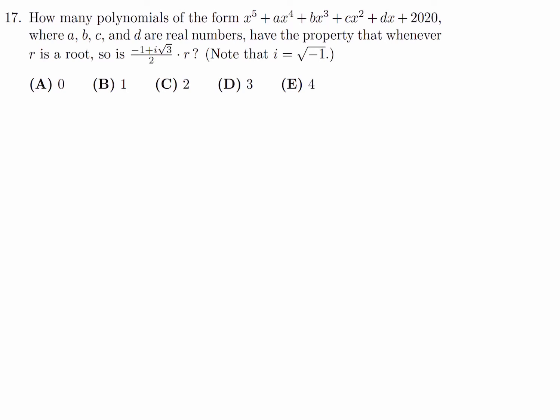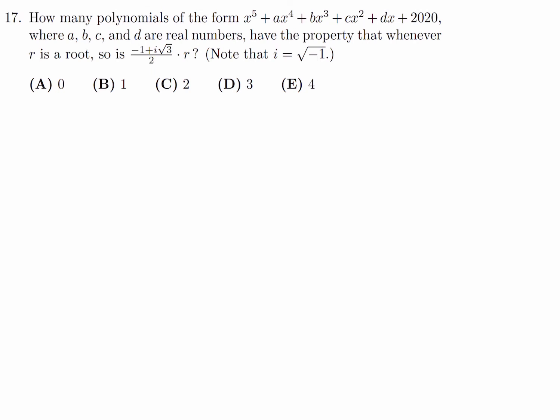How many polynomials of the form x to the 5th plus ax to the 4th plus bx cubed plus cx squared plus dx plus 2020, where a, b, and c are real numbers, have the property that whenever r is a root, so is (-1 plus root 3 i) over 2 times r?